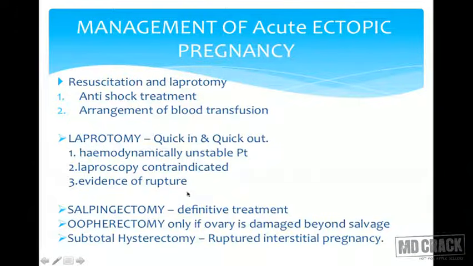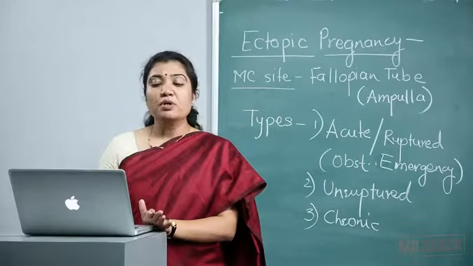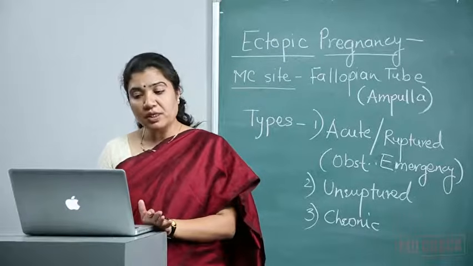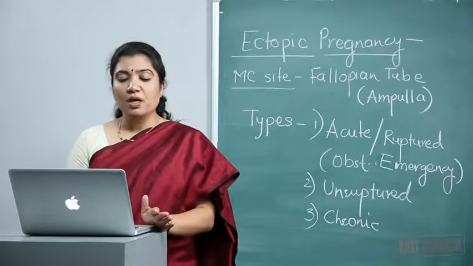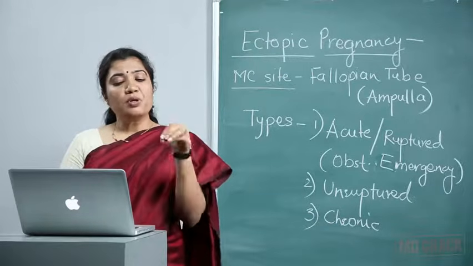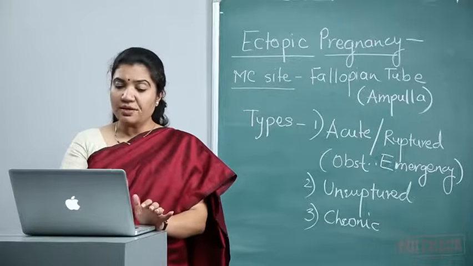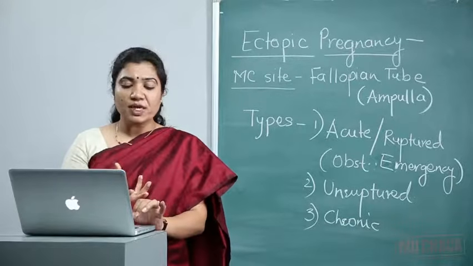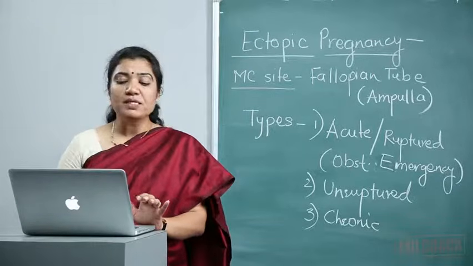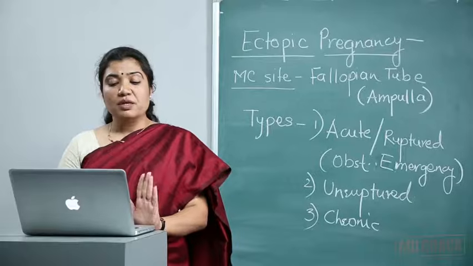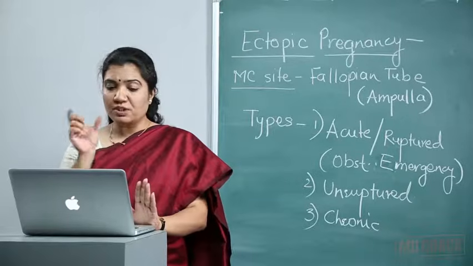If there is evidence of rupture, laparoscopy is contraindicated. But now as the science is getting advanced and people are having mastery on the laparoscopy, people are going for laparoscopic management even in case of ruptured pregnancy in hemodynamically stable patient. What do we do? Either laparoscopically or laparotomically, we go inside, we look at the site where the rupture has taken place, we clamp it and remove that much portion of the tube, that is called salpingectomy. This is definitive treatment, removing that portion, salpingectomy.